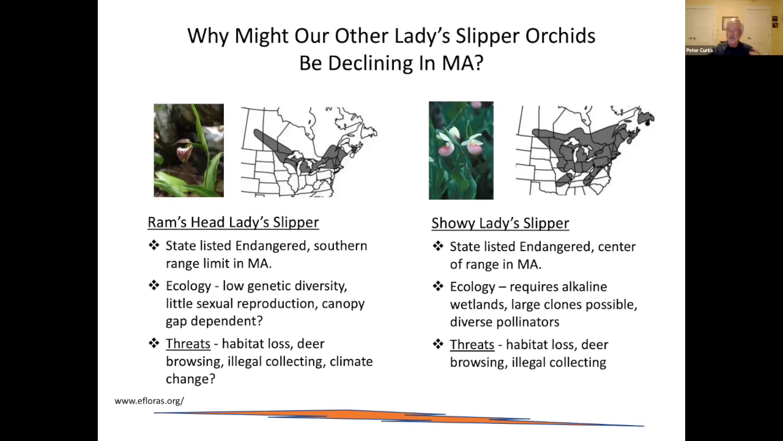So as we think about the threats that these species are facing, climate change is one of them. Habitat loss and other threats that are human-induced, or in this case, deer, for example, also clearly come into play.